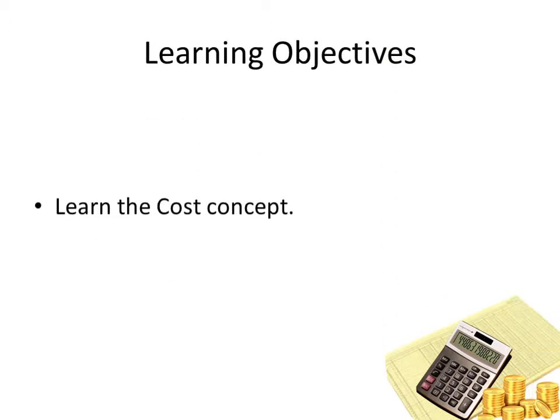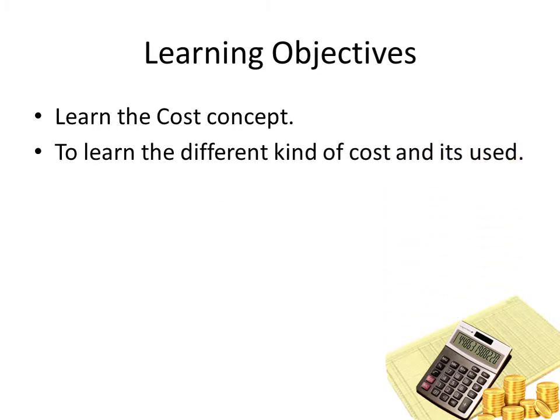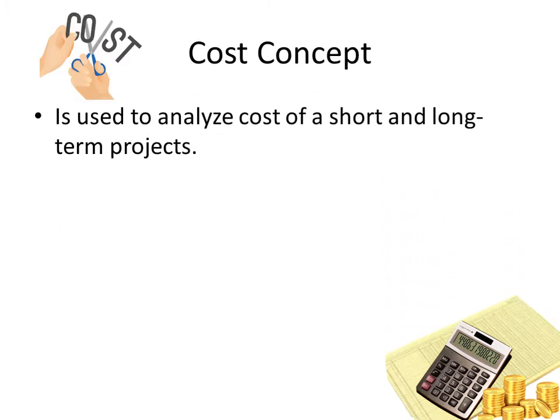So our learning objective is to learn the different cost concepts and the different kinds of cost and their use. So what is cost concept? Cost concept is used to analyze the cost of our short-term and long-term projects. Normally the short-term project is like the working capital, the inventory. So these are expenses that would usually be incurred or outright expenses.